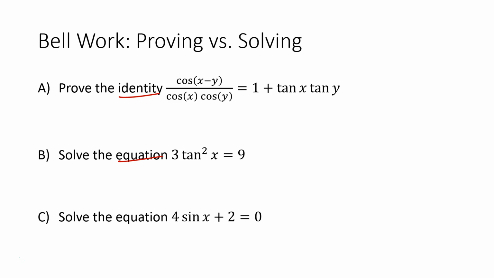All right, let's try them together. So the first one, we're proving an identity. Remember, that's true for all values of x. So this is like a proof. So we're going to start from one side. I'll probably start with the left, and we're going to try to get it to the right side.